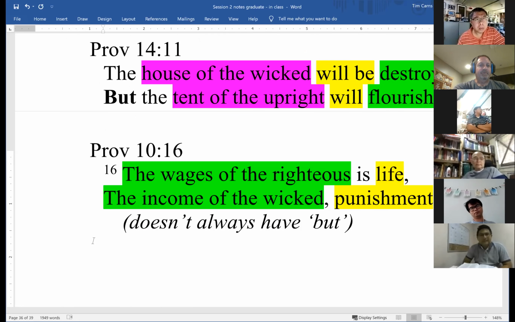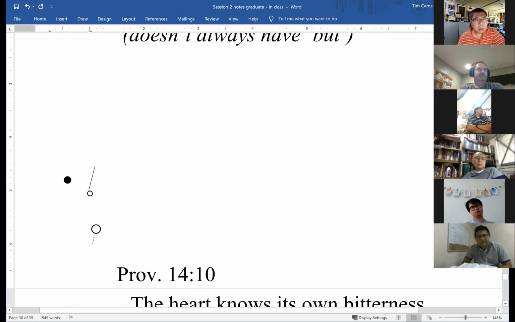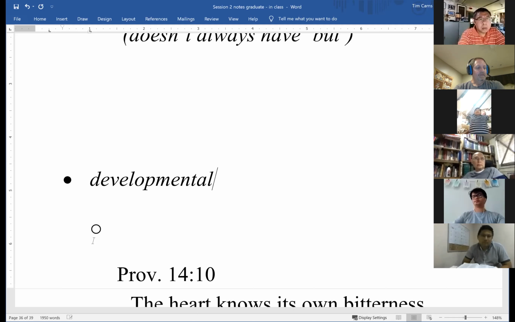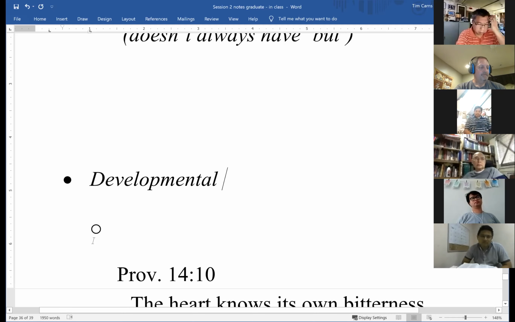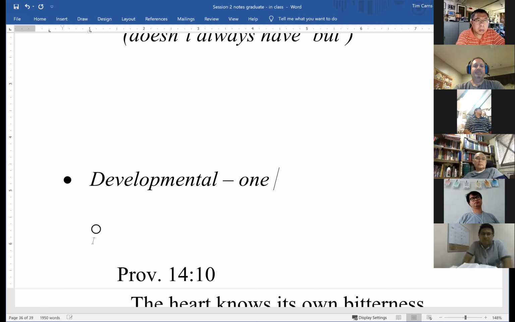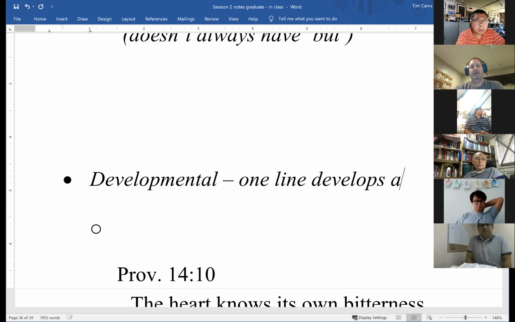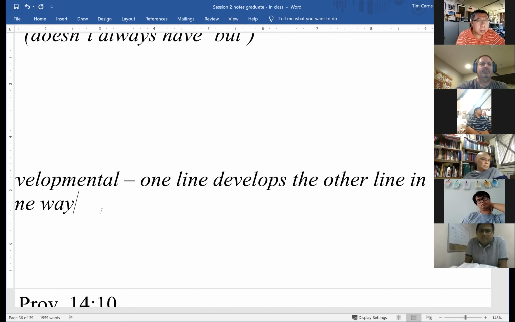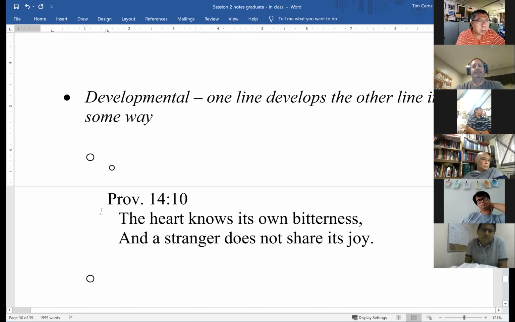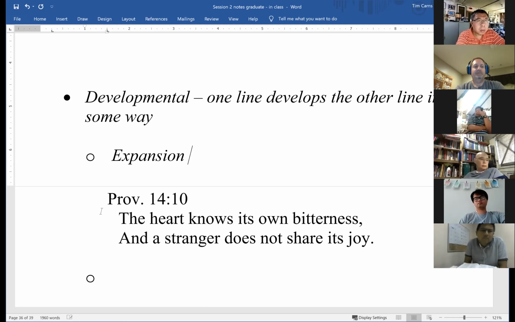All right, now, somebody told me, what's the third one? Developmental. Now this one is where one line develops the other line in some way. And there are three ways that we see developmental parallelism.